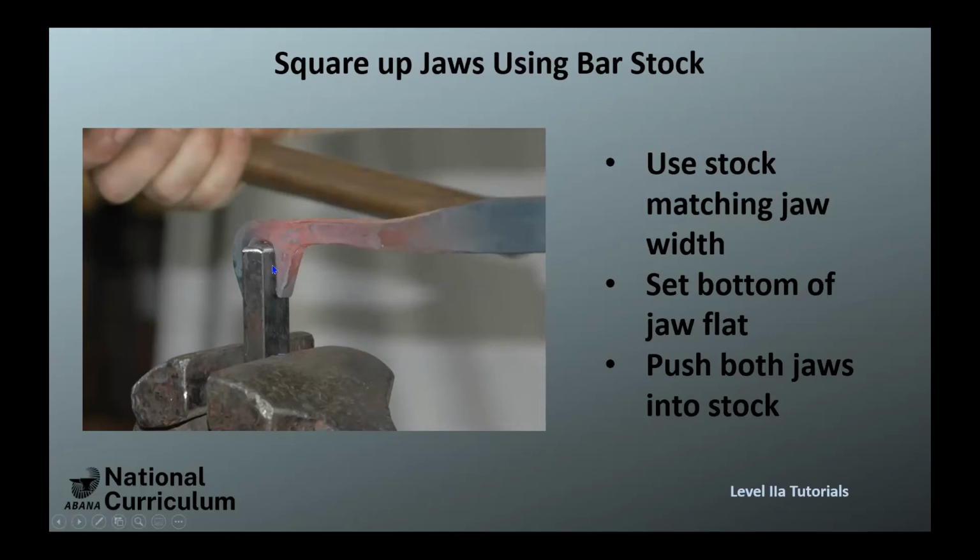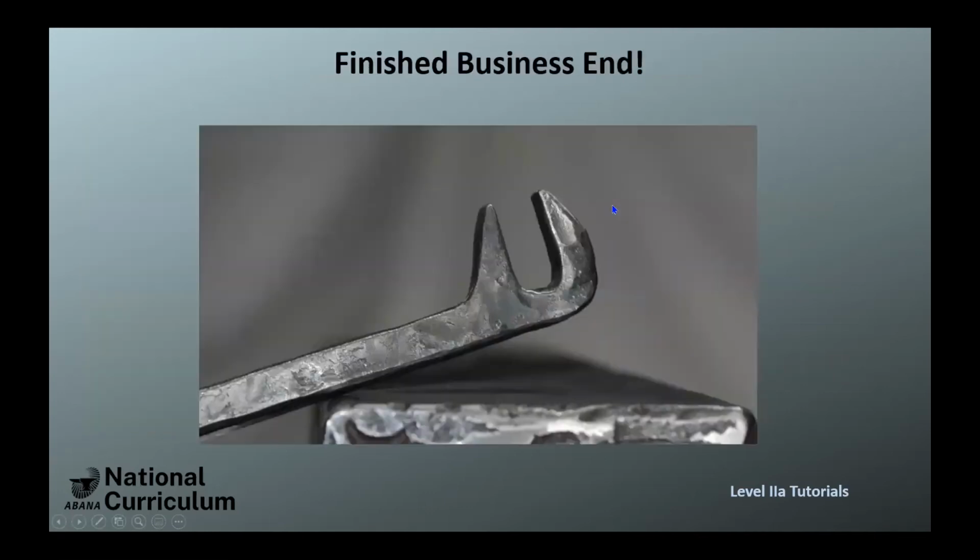And then set that down and then push these jaws in so that they're parallel. If those jaws aren't parallel, when you go to bend those around, you're going to end up kind of corkscrewing your scroll as you go. So that's kind of an important step there. So that's basically what we're shooting for.